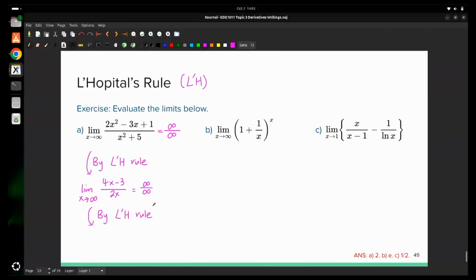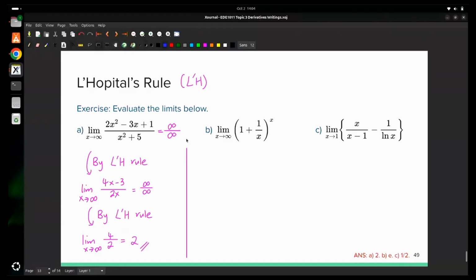You can just keep on using it until you find the limit or you get a form that you cannot use. So from here, differentiate again, you're going to get 4 over 2. So the limit is 2. If you use factoring and dividing off, because x goes to infinity, you can also divide by the largest power of x, and you will notice that you get 2 divided by 1, which is also 2. So this is legit. Any questions with the usage of L'Hopital's rule? Actually this is quite straightforward.